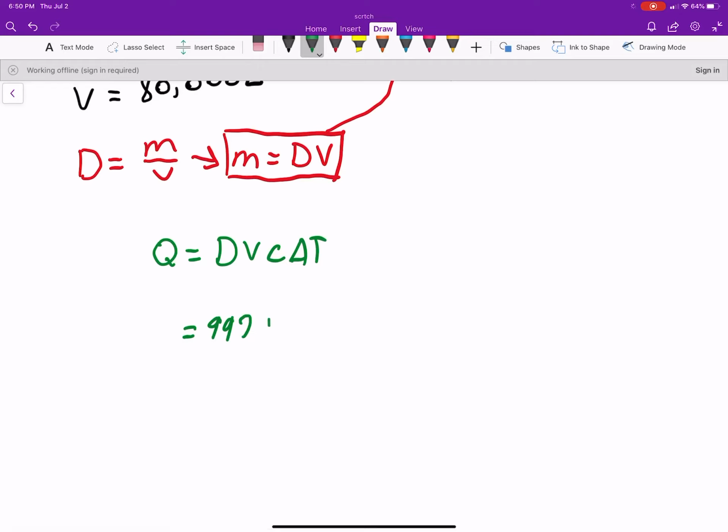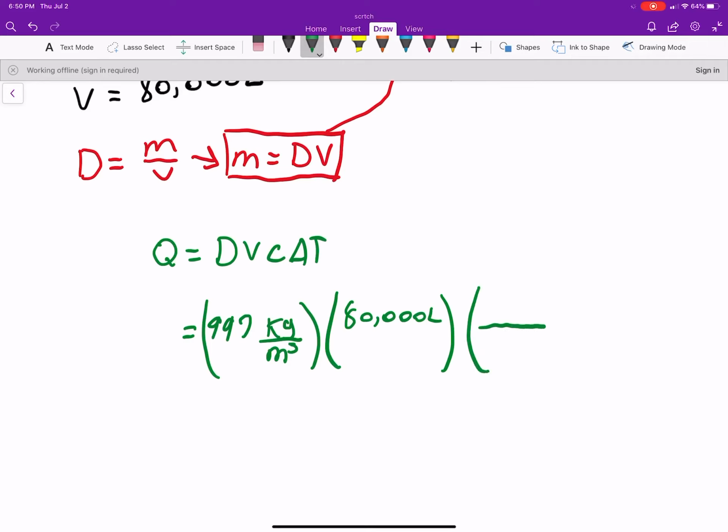Okay. So the density of water is, I looked it up, about 997 kilograms per meter cubed. Our volume is 80,000 liters. But to get that into a unit that's a little bit nicer, let's use the fact that 1 meter cubed is equal to 1,000 liters. And there you can see the meters cubed will cancel with the meters cubed, the liters with the liters, and we're back to our unit of mass that we want.